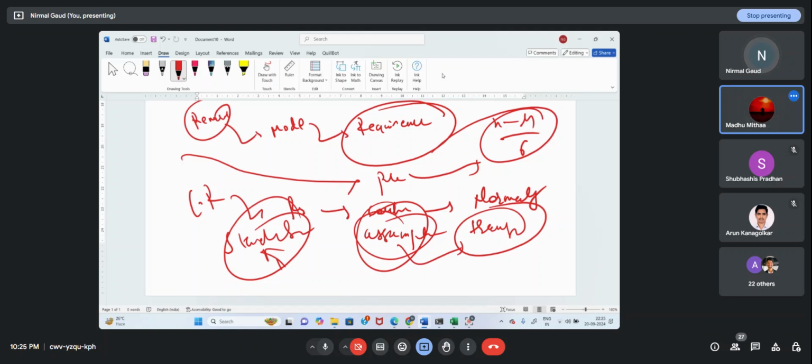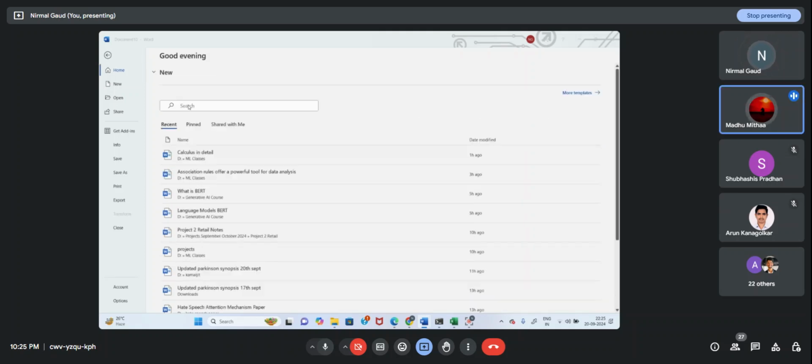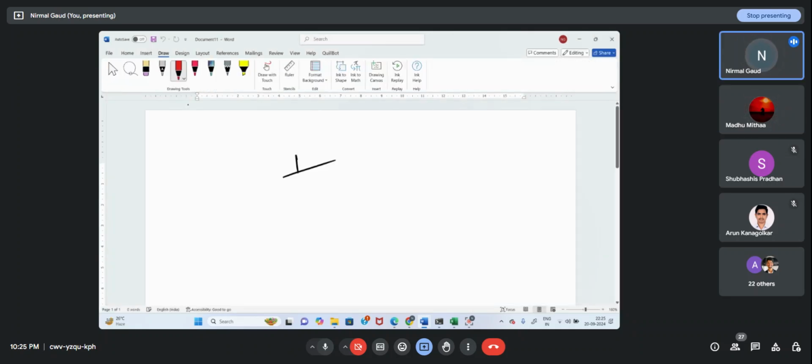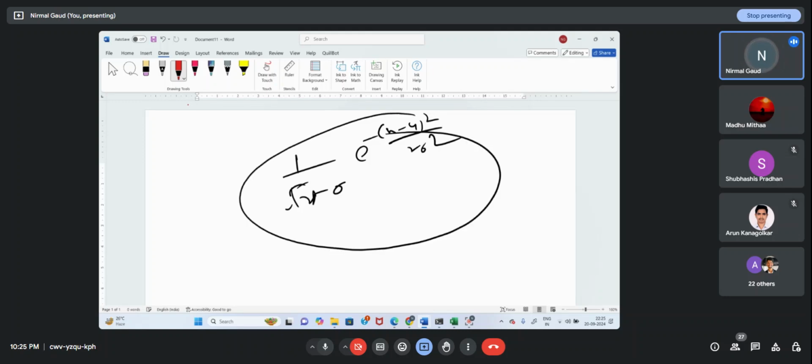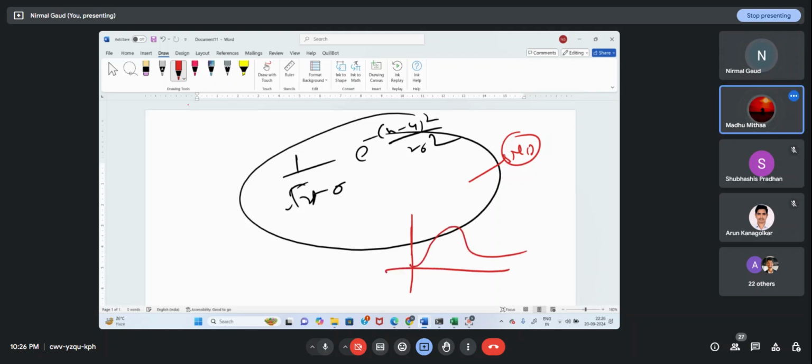Okay, and if I do say normal, कई बार मैं formula भी लिखता हूँ. The formula for normal is 1 upon square root 2 pi sigma e की power minus x minus nu का whole square upon 2 sigma square. This is the formula for normal distribution. And this is how normal looks, where mean, median, mode all are equal.